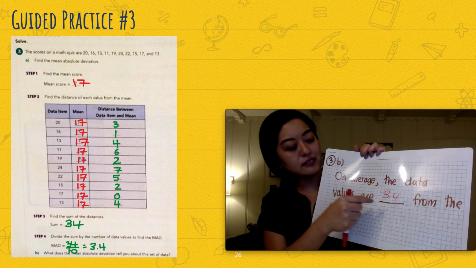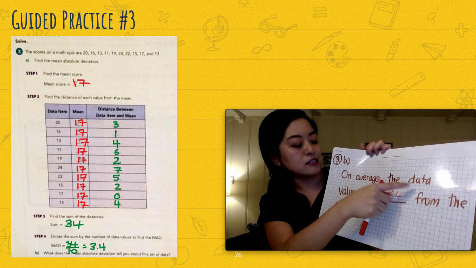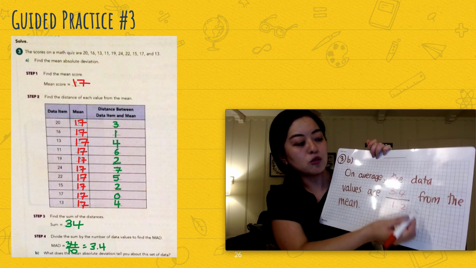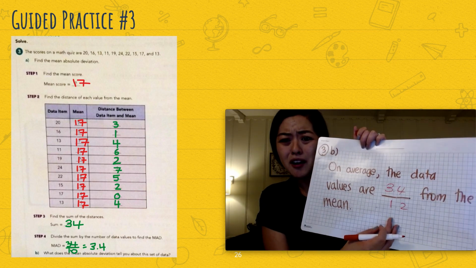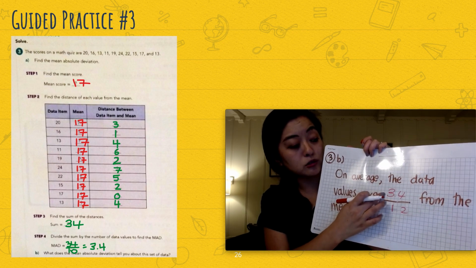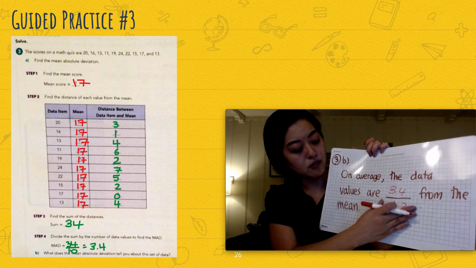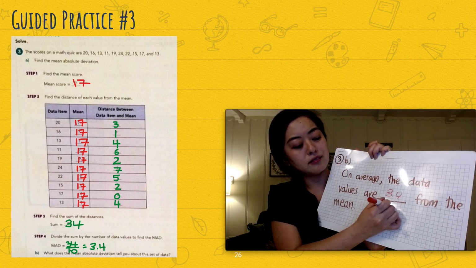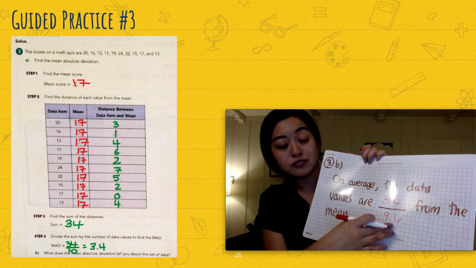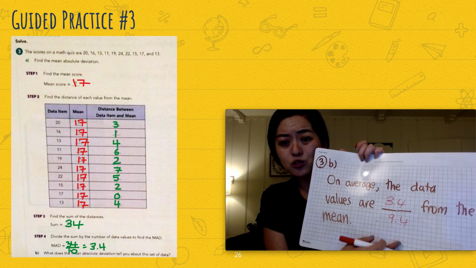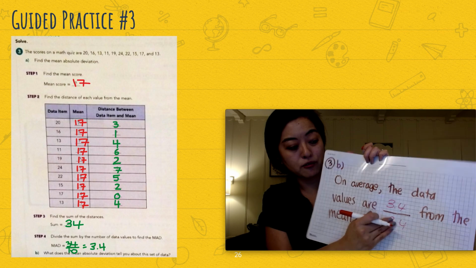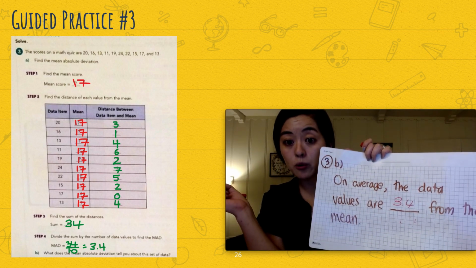So let's pretend that it was just 1.2 from the mean. That means a lot of the data points are clustered around the mean, as opposed to if it was 3.4 from the mean. Let's say it was 9.4. Oof. That means if MAD was 9.4, then the data values would be further away from the mean than if it was 3.4. But we know that it's 3.4.